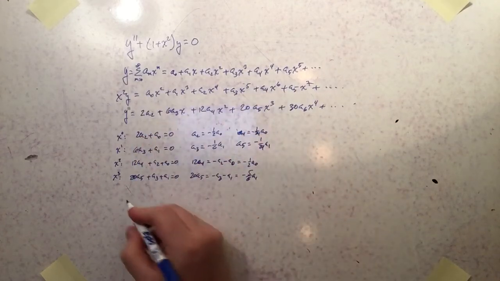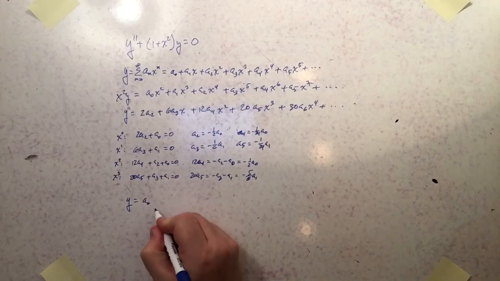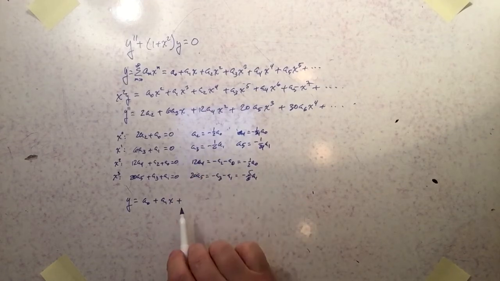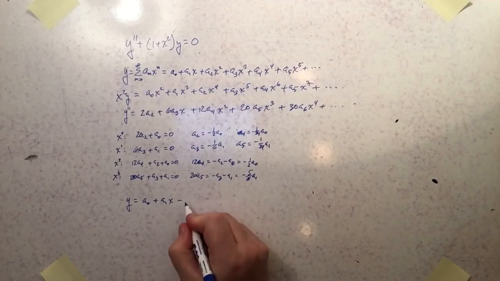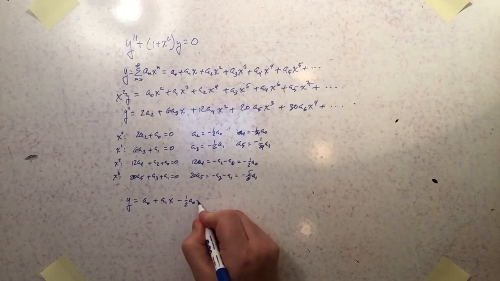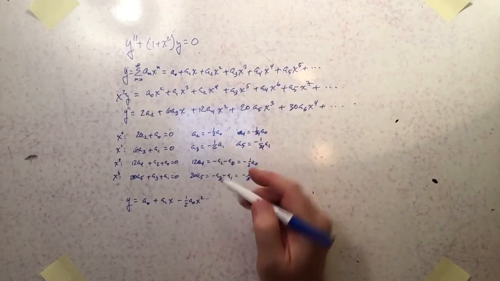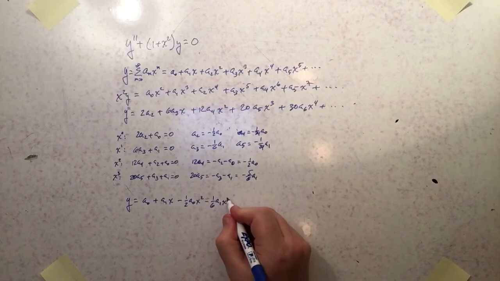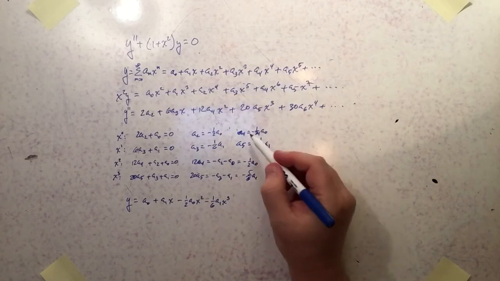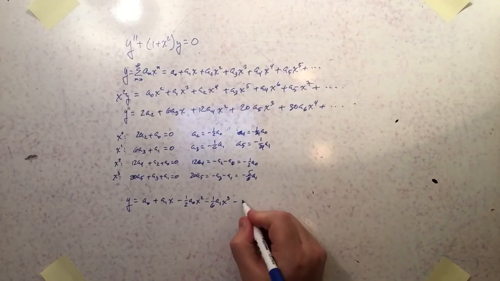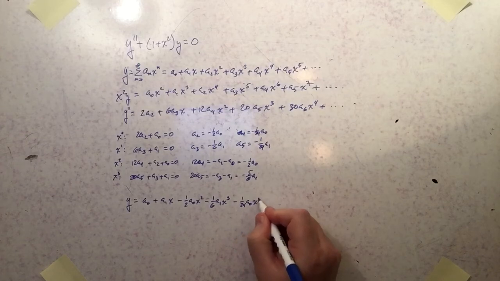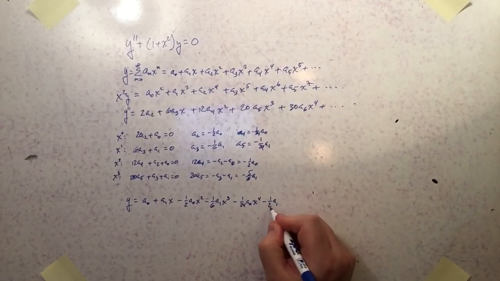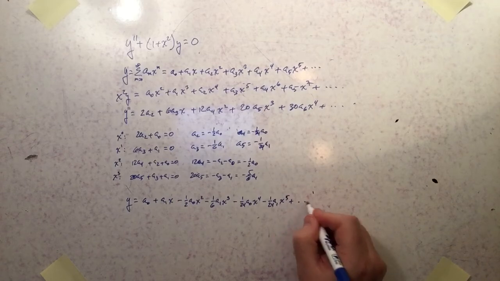We can go ahead and build our new y. So y is equal to a0 plus a1x plus a2 is really negative 1/2 a0, so it's minus 1/2 a0 x squared. a3 is really negative 1/6 a1, so it's minus 1/6 a1 times x cubed. a4 is really negative 1/24 a0, so the next term is negative 1/24 a0 x to the 4th. And the next term, a5 is negative 1/24 of a1 times x to the 5th. And it goes on and on.